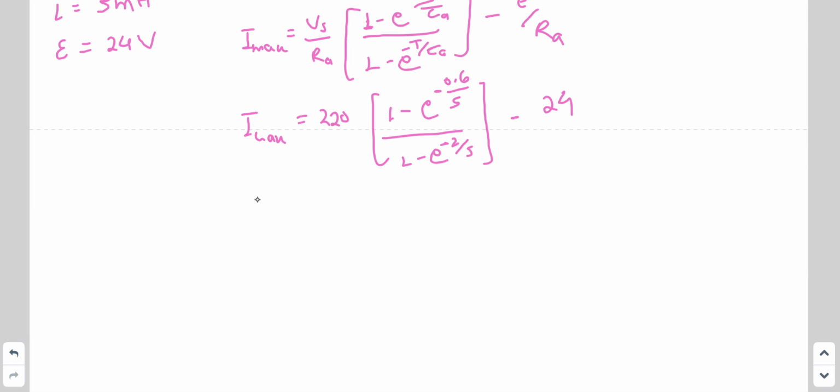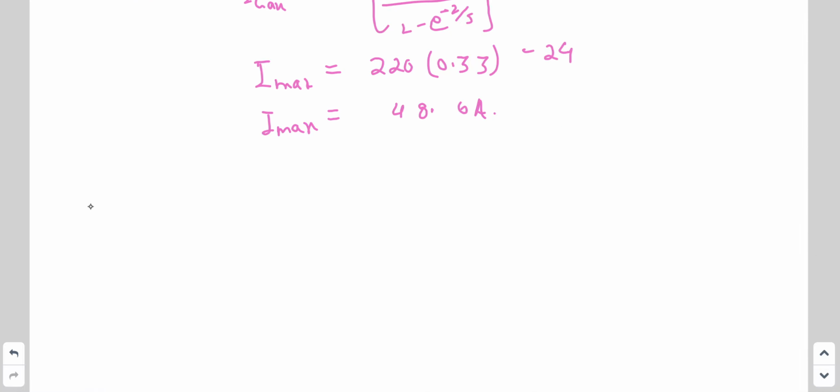So solving all these values, on solving the numerator and denominator, the value will be 0.33 minus 24. I will write the answer directly: 48.6 ampere. So our maximum value of current is 48.6 ampere.